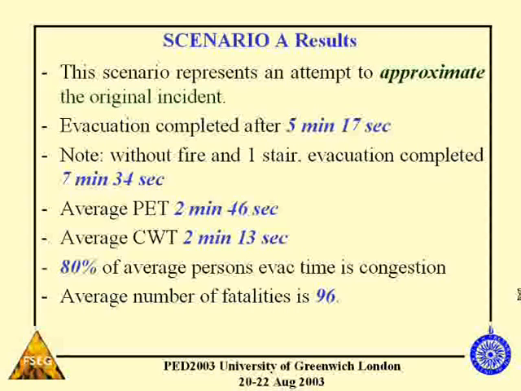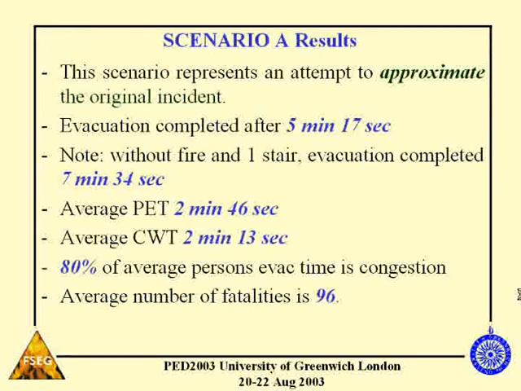The average personal evacuation time, the average time for an individual to evacuate, was about 2 minutes 46 seconds. The average cumulative wait time, a parameter that Exodus calculates, how long you spend or waste in congestion, was about 2 minutes 13 seconds. So 80% of the average person's evacuation time was wasted in congestion. We use these parameters to give us a feel for the quality of the evacuation, and because this is an 80% case, this is a terrible evacuation situation.